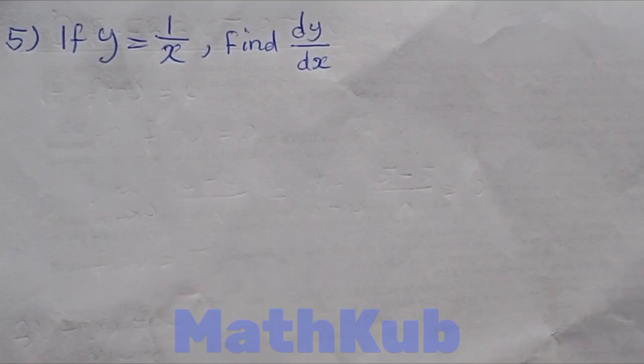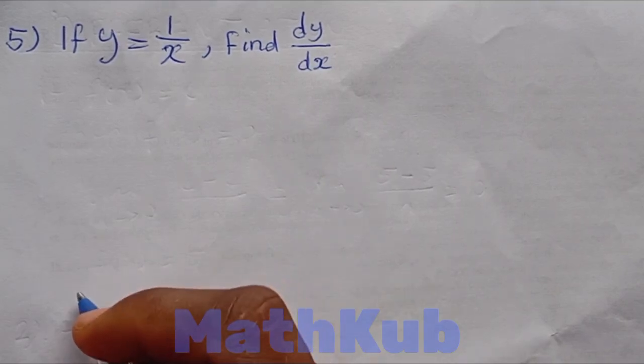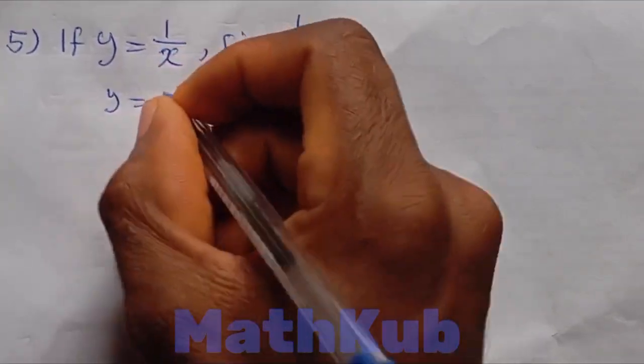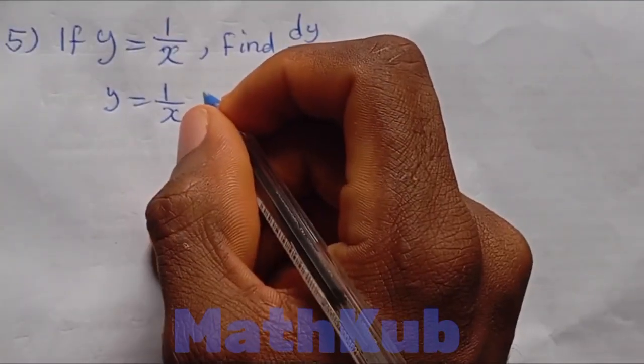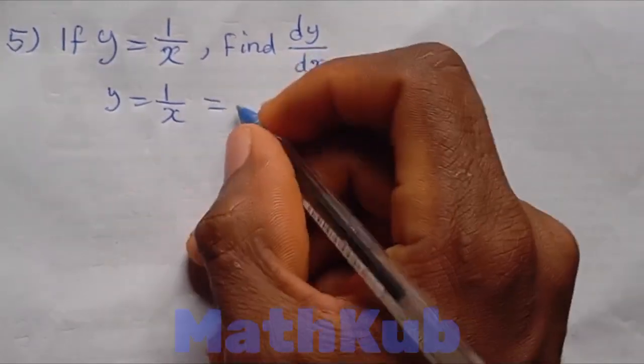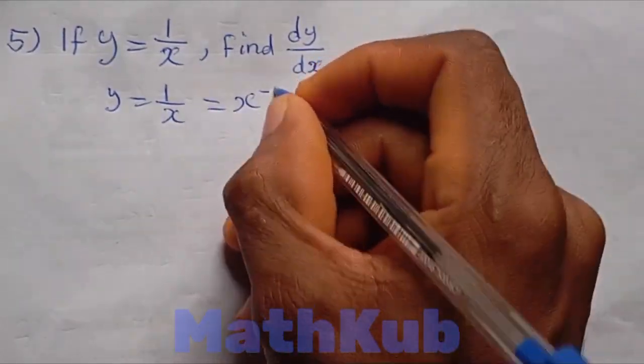Okay, if y is equal to 1 over x and you're asked to find dy dx, this one might seem difficult, but it's not difficult. What you have to do is change this. Let me write it down. y is equal to 1 over x. You have to change it to a power, which is equal to x raised to the power of minus 1.